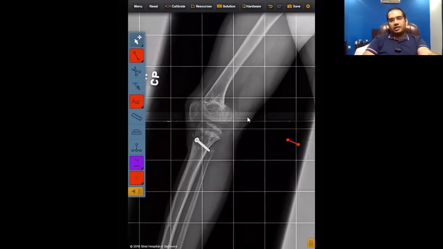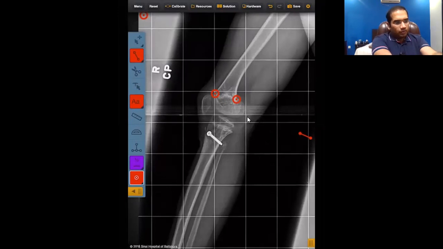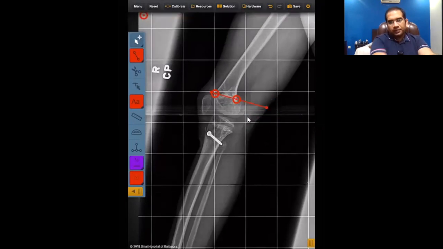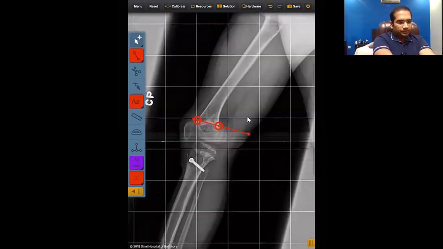When the growth plate fuses, the epiphyseal scar is taken as the reference. So here, this point and this point are the extremes of the physeal scar. By joining these two points, this will give us our anatomical joint orientation line of the distal femur at the knee joint.